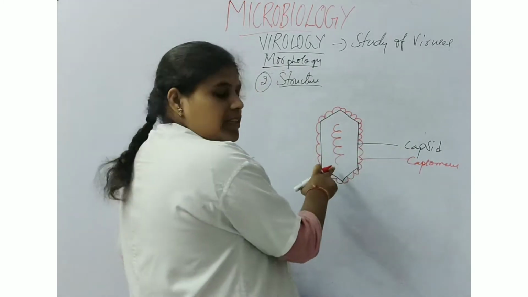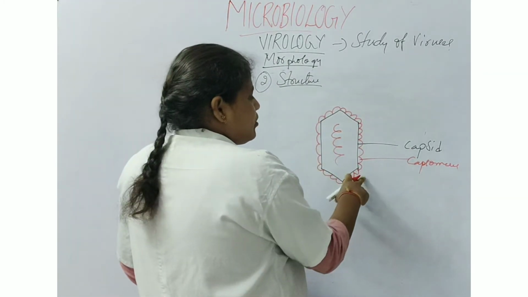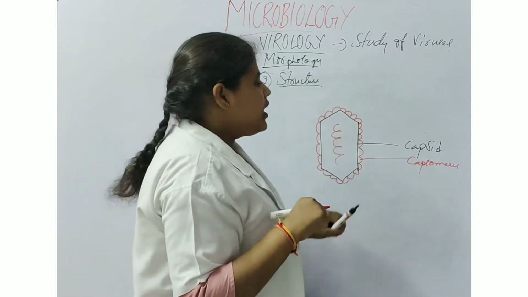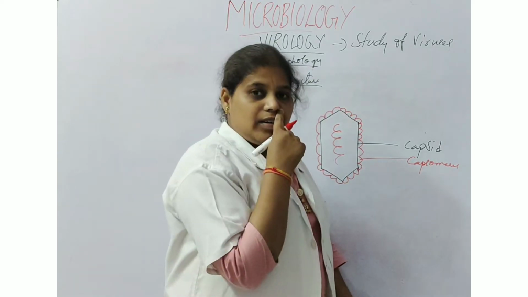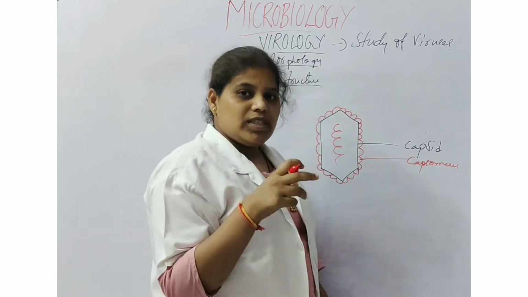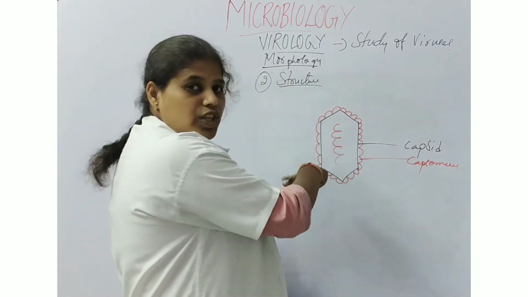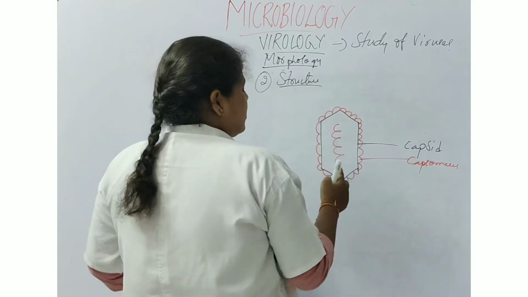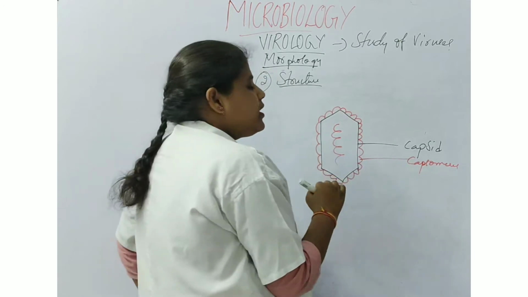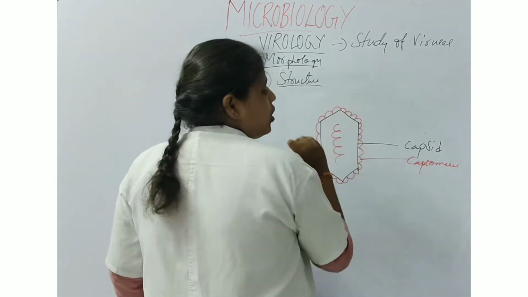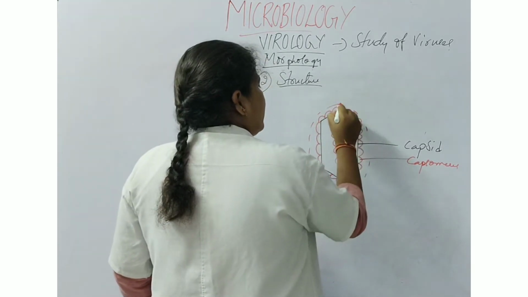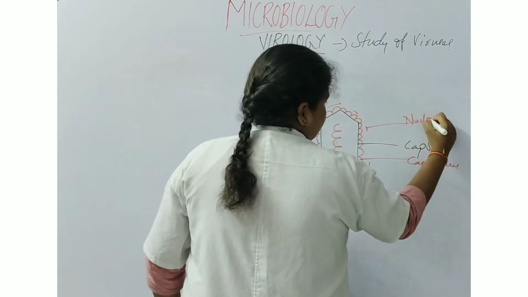The capsid protects the nucleic acid, and the capsomeres surround the capsid for more protection. They protect the genome, and also help in the attachment to the host cell and release the genome into the host cell. Now the capsid and capsomeres together are called the nucleocapsid. So this full area is called the nucleocapsid.